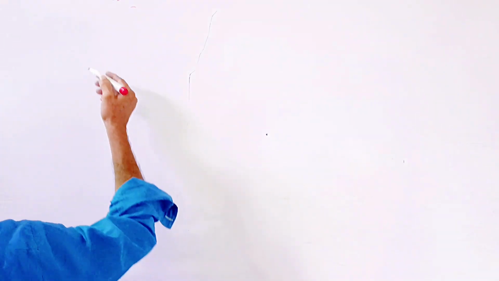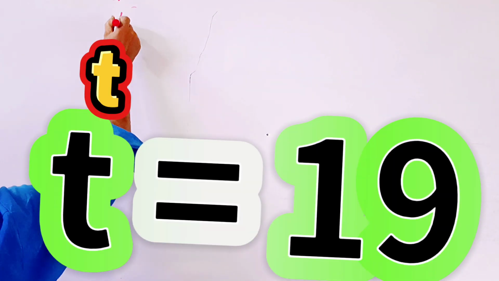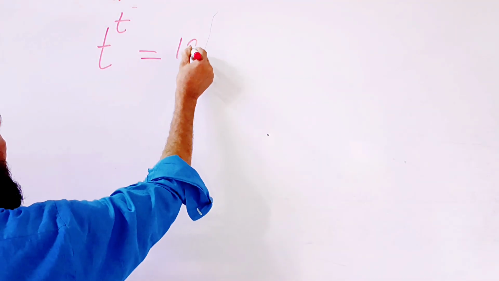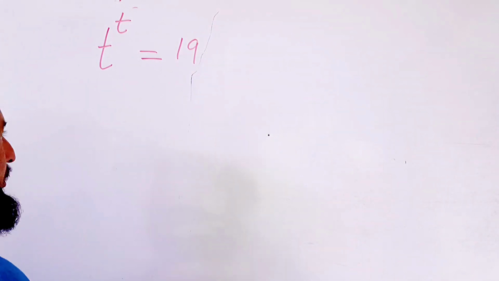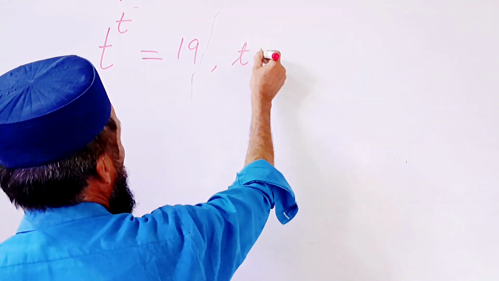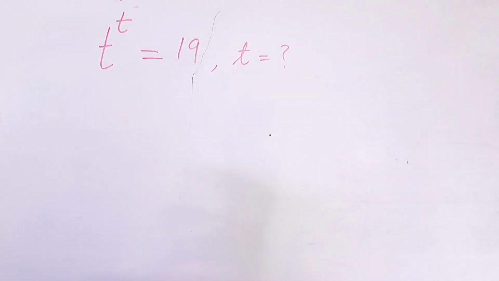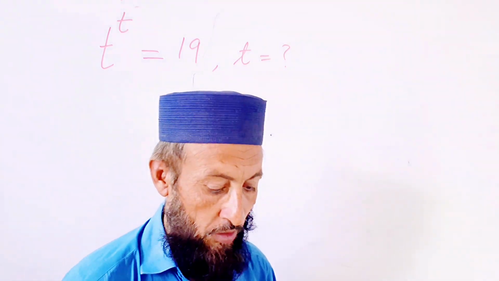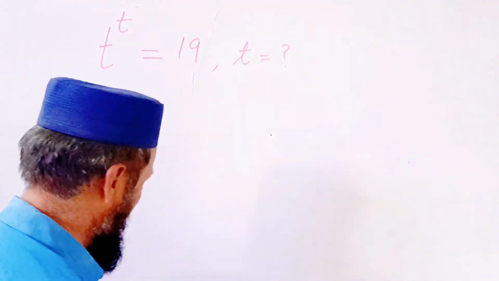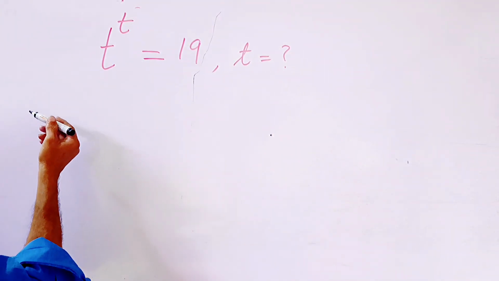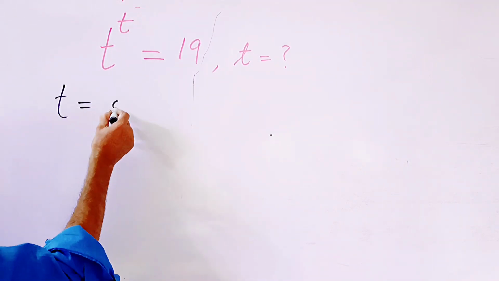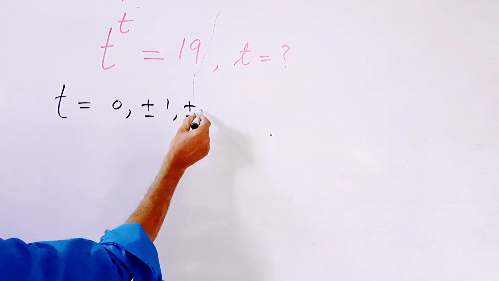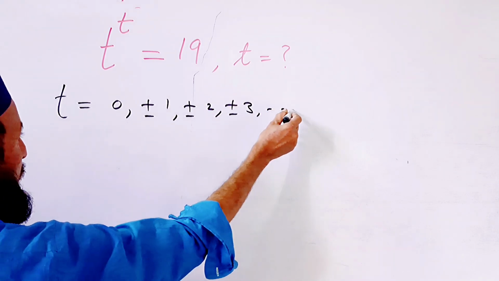Hello everybody, in my channel today we have a new exponential equation: t to the power t is equal to 19. We are going to find the value of t, which is unknown. According to the property of the Lambert W function, and also if we check by the inspection method, we substitute t equal to 0, plus or minus 1, plus or minus 2, plus or minus 3, and so on.